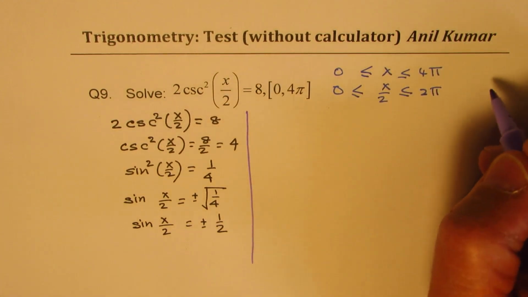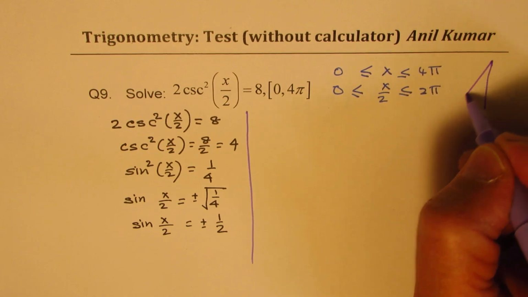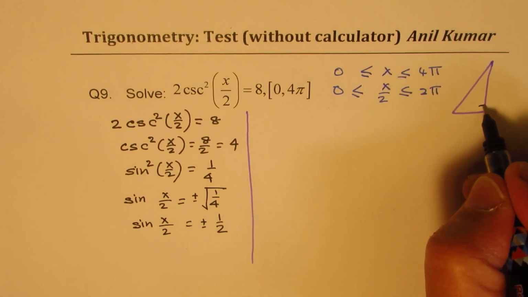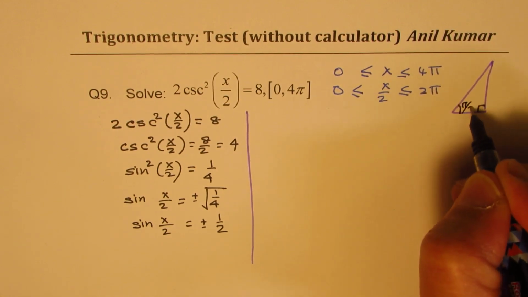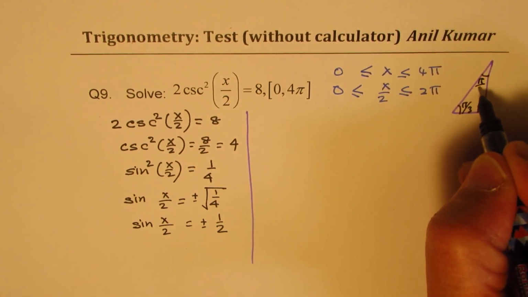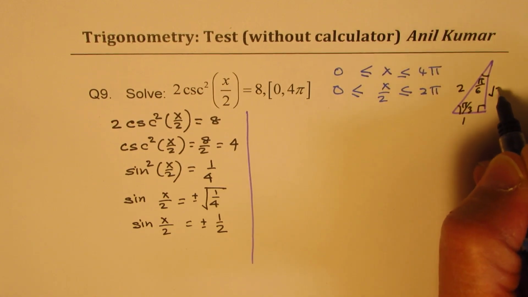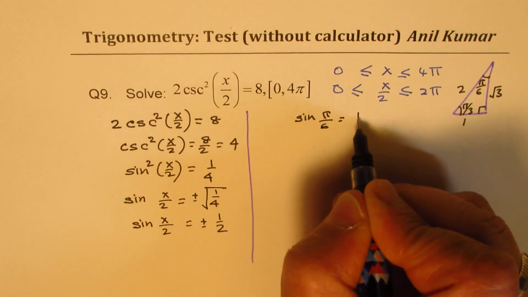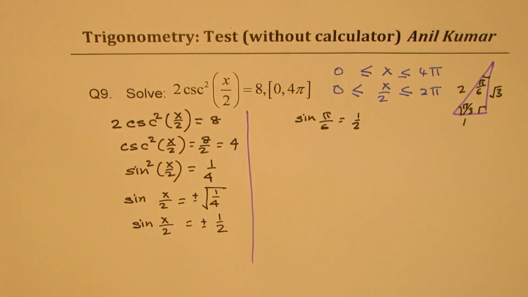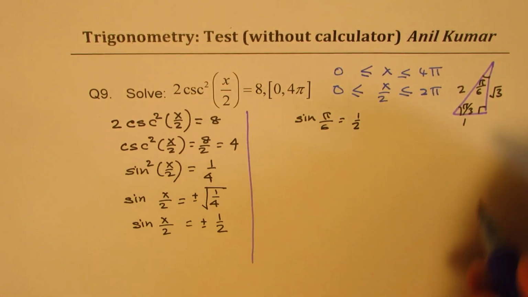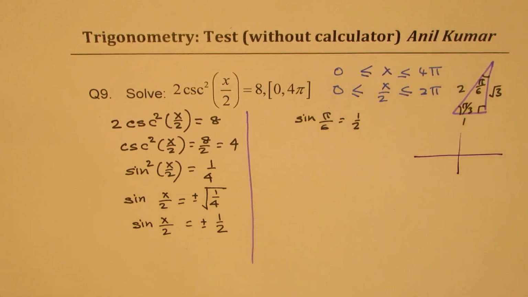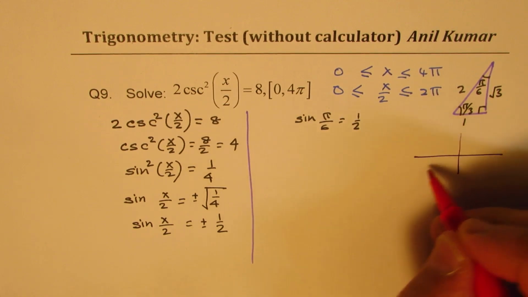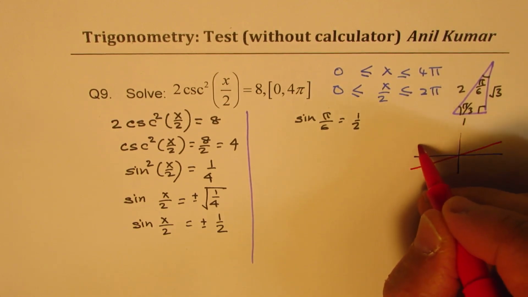Now let's look into the special triangle also, which is again pi by 3, pi by 6, 90, right? Pi by 6. Now 1 to square root 3. So we know that sine of pi by 6 is equal to half. Now we have 4 solutions. Plus minus means we are looking for pi by 6 in all these quadrants, correct? So those are our solutions, correct?